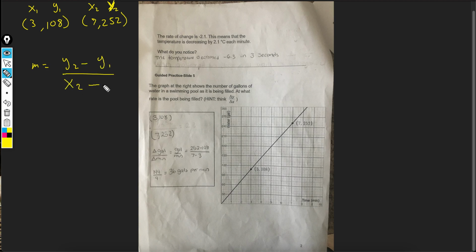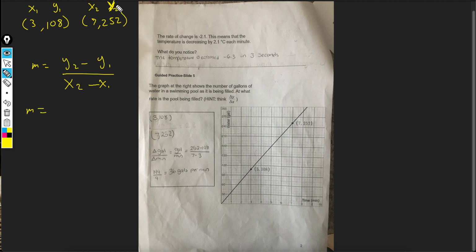We got 2 points. We got 3,108. And our second one is what? 7,252. Now, next thing I'm going to do is x1, y1, x2, y2. Sorry, it looks terrible, but you know what I mean. So x1, y1 because it's our first one. x2, y2 because it's our second one. Now, let's do our formula. M equals y2 minus y1 over x2 minus x1, right? Easy. Now let's plug in everything.